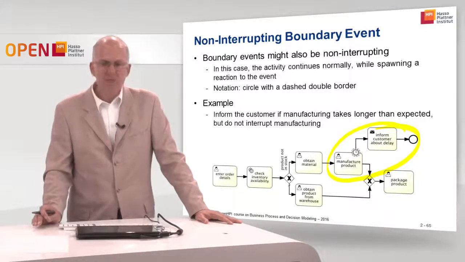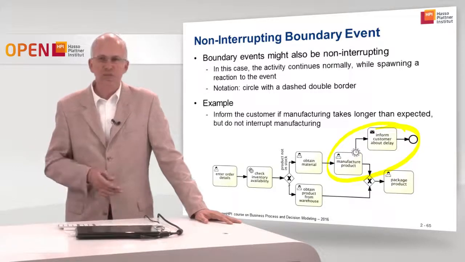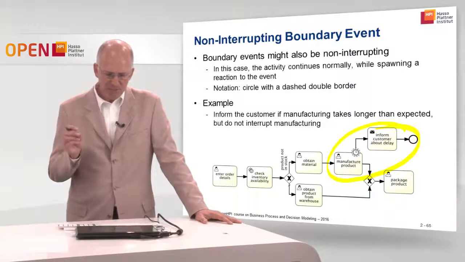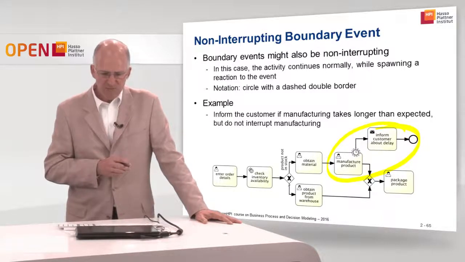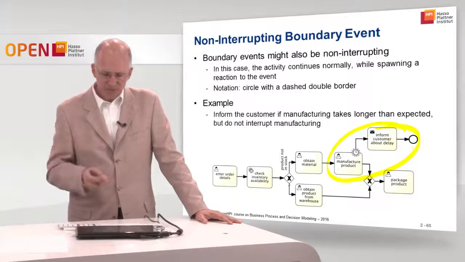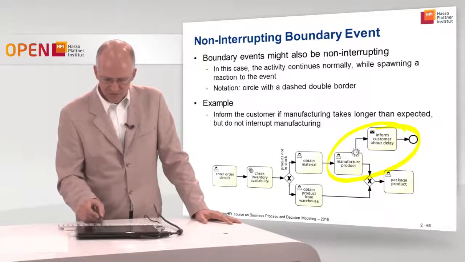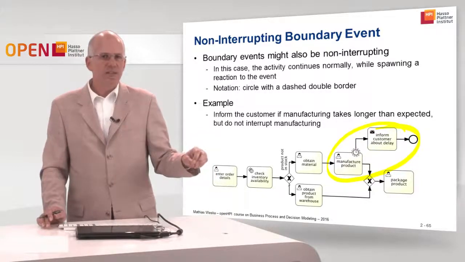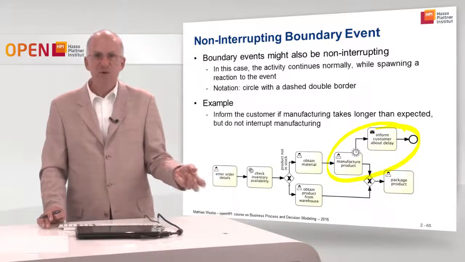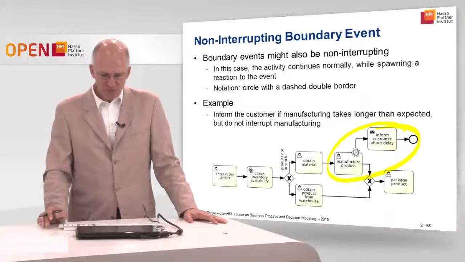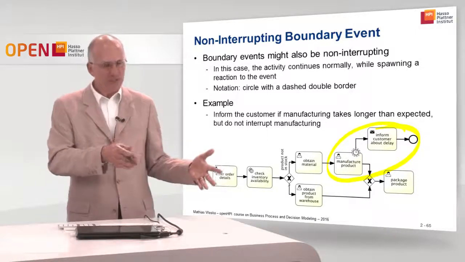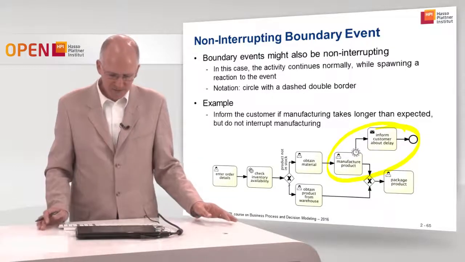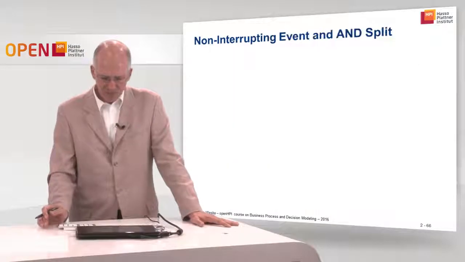But if the timer occurs, so if it takes longer, maybe longer than 2 days, for instance, then the boundary event occurs. The inform customer about delay activity is executed, and then the strand stops here. Other than that, if the manufactured product completes before the timer is fired, then the timer has no effect. That's also a nice example of a situation where the timer does not have any effect. If the product is manufactured maybe after 1 day already and the timer is planned for 2 days, then of course the occurrence of this timer does not have any effect on the process anymore.